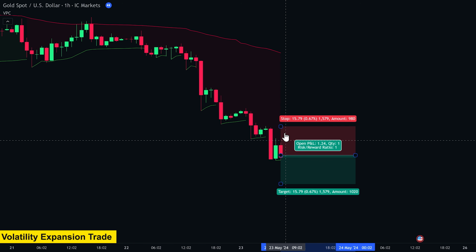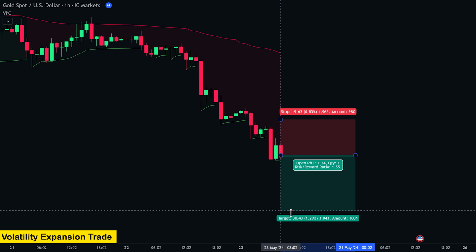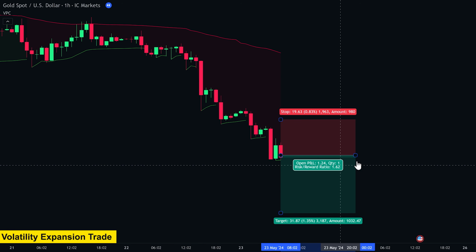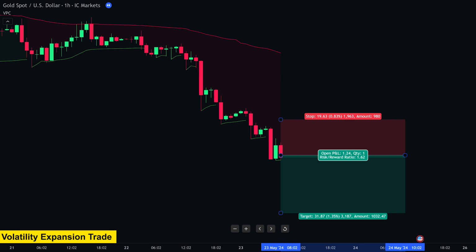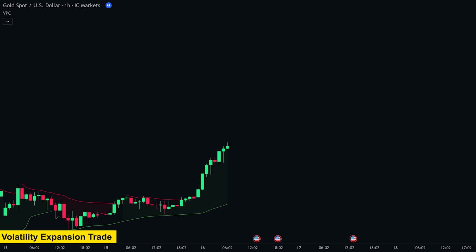Place your stop loss just above the previous swing high. Set your take profit target at a 1 to 1.5 risk-to-reward ratio. If you let this trade run, you will see that volatility keeps pushing price lower until your profit target is reached. For the buy trade, it's the opposite of the sell trade.